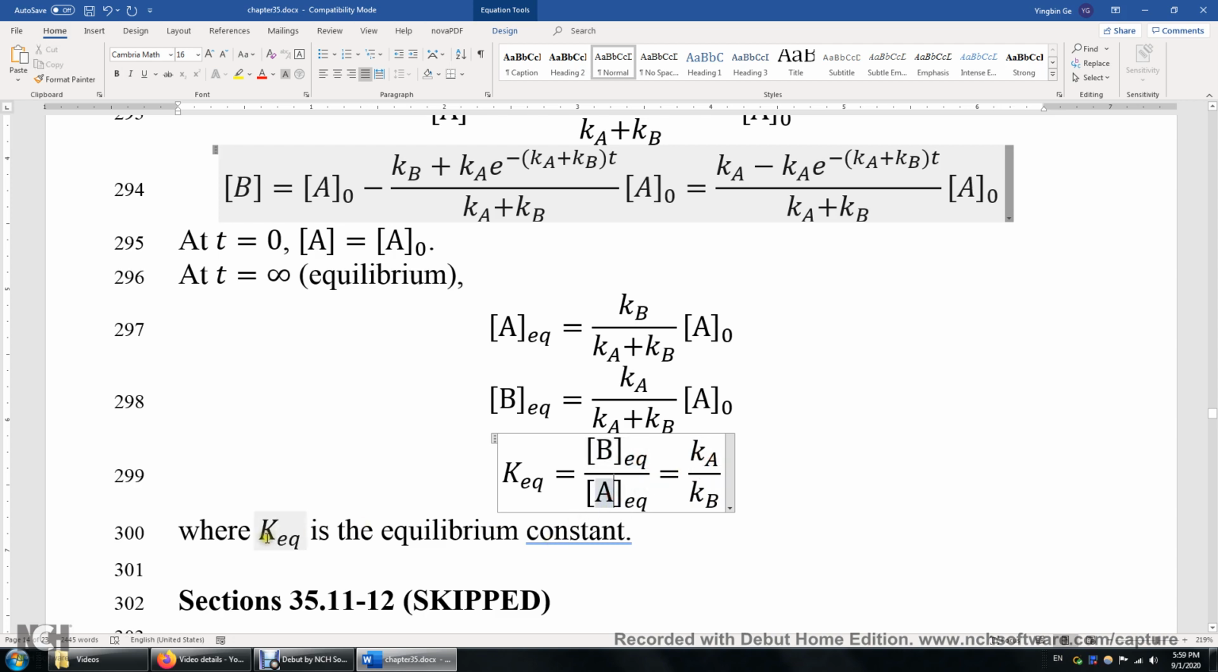And again, this uppercase K sub Eq is the equilibrium constant. Ka and Kb are the forward and reverse reaction rate constants. And the forward over reverse is the equilibrium constant. The equilibrium constant is also the concentration of the product divided by the concentration of the reactant at equilibrium.